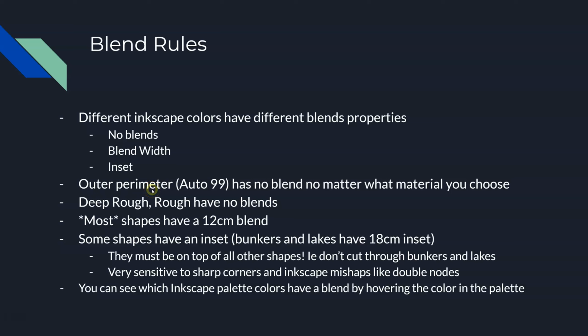The outer perimeter, remember we talked about that earlier in another video, the Auto 99 has no blend no matter what material you choose. Doesn't matter because that is on the outside anyway. And remember what I said earlier, the ball really shouldn't be landing over there. So the golfer, unless one of us designers goes flying around to check out what you did, shouldn't really ever see that transition from whatever your last shape there is to your outer perimeter. So no biggie. Deep rough and rough have no blends.